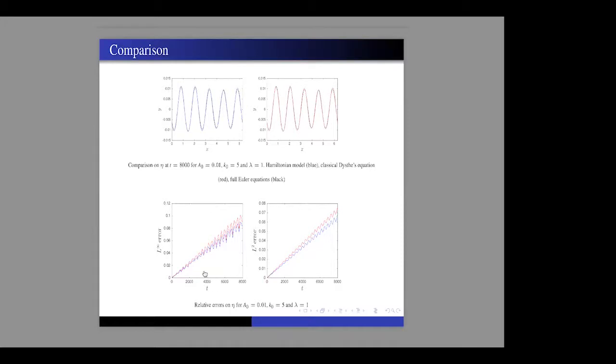Again, in blue, that's the Hamiltonian model compared to the full order equations. In red, that's the classical Dysthe equation compared to the full order equations. So it's pretty close. I would say that the Hamiltonian Dysthe equation tends to do a bit better because the corresponding errors are lower. Again, that's in blue over time.